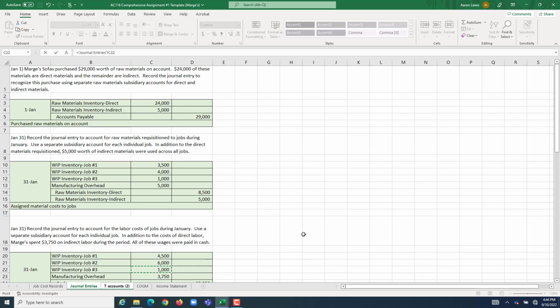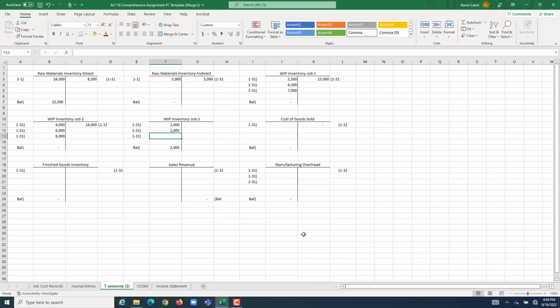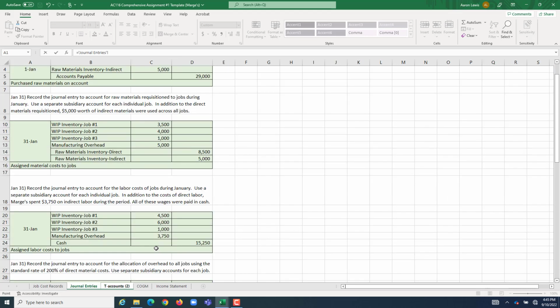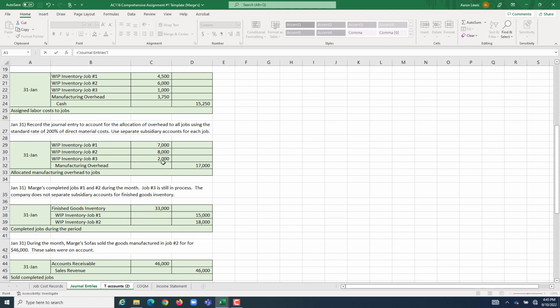Down here, we assigned $1,000 worth of labor costs. That sounds correct to me. I'll bring that on over. And then lastly, the overhead, which was allocated to job number 3. And we allocated down here $2,000 worth of overhead to job 3 during the period.